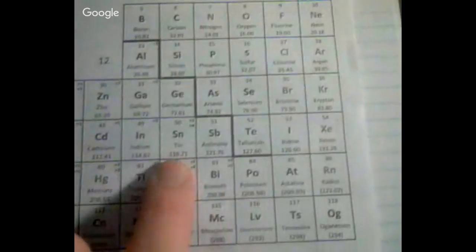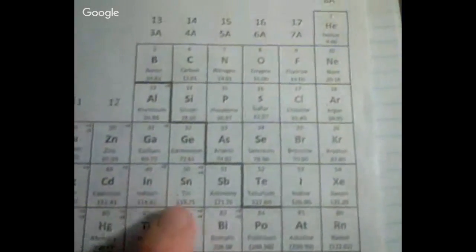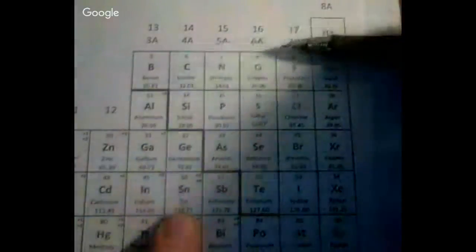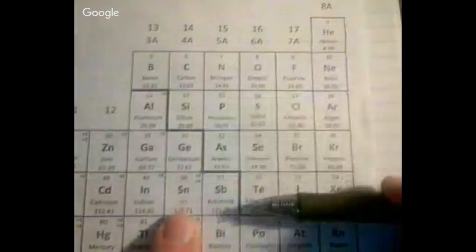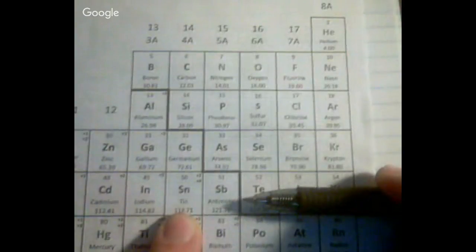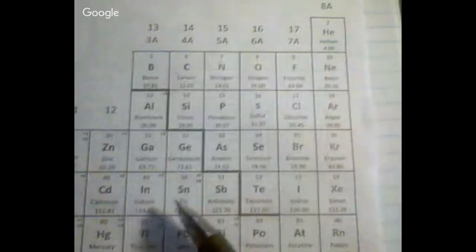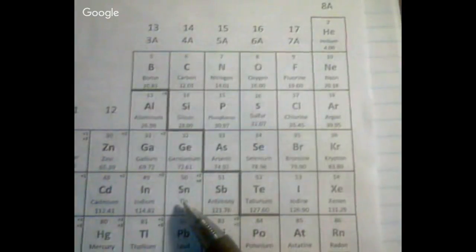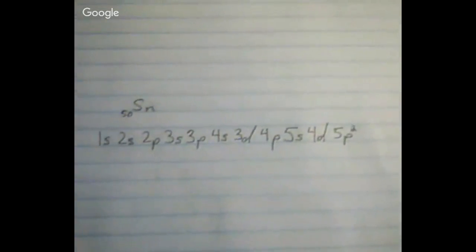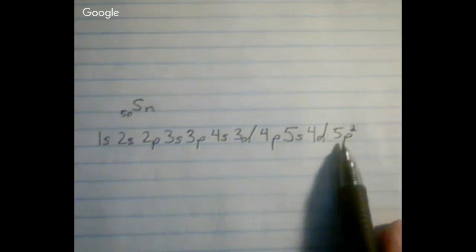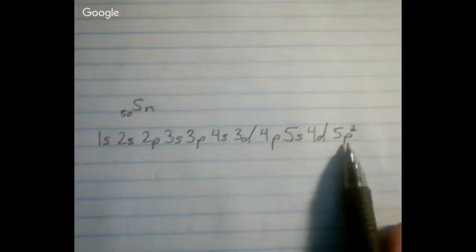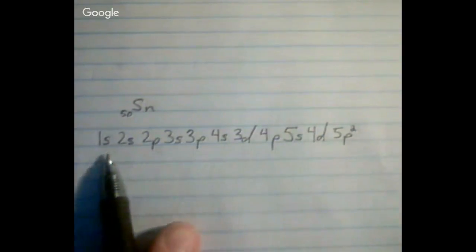Tin is in the 1, 2, 3, 4, fifth period, fifth energy level. It's in the p block, which is this block here, and it's the second element in. So it should end 5p2. That fifth energy level p sublevel is not full, but everything else before it will be.